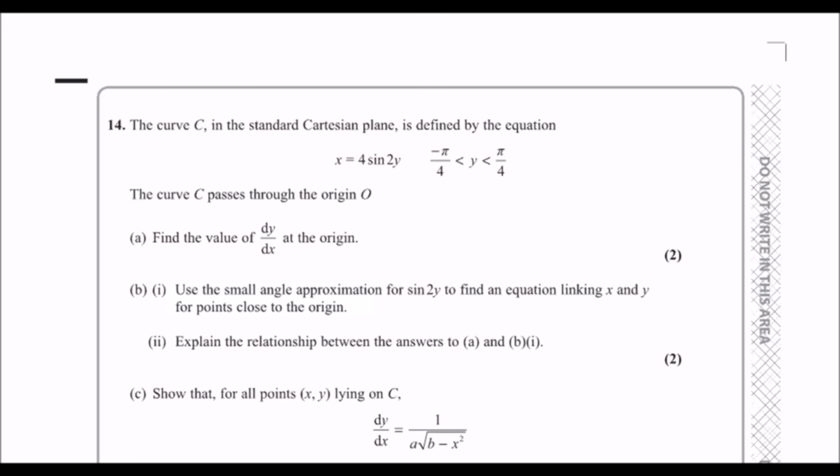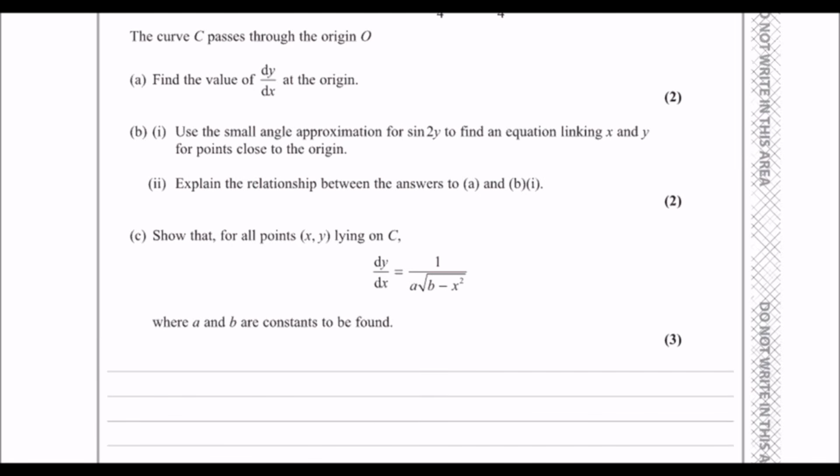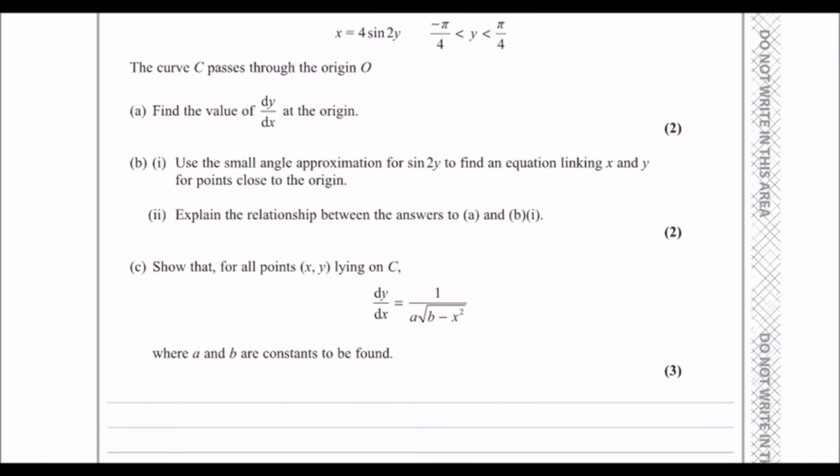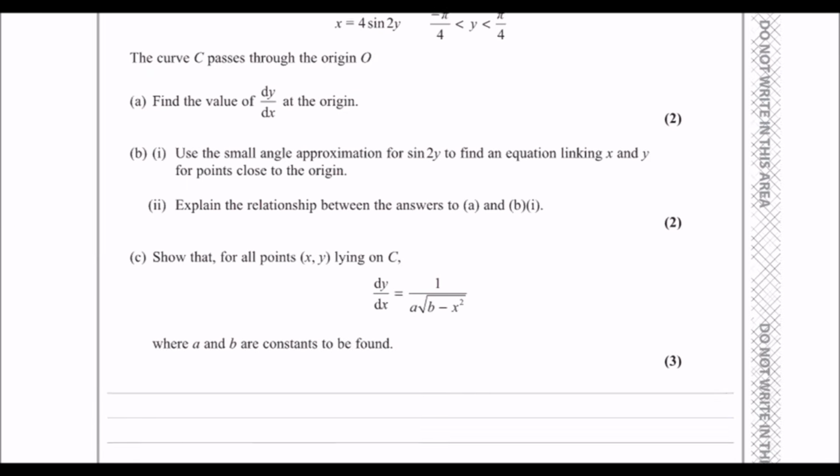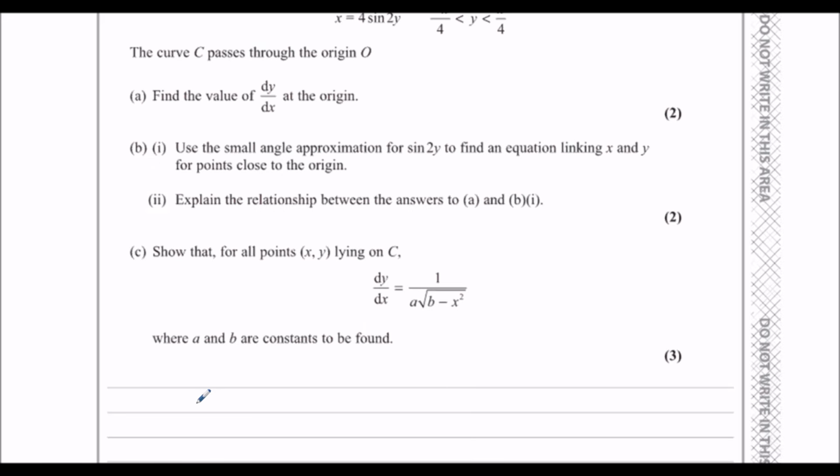Question 14. The curve C in the standard Cartesian plane is defined by the equation x equals 4 sine 2y, where y is between negative pi over 4 and pi over 4. The curve C passes through the origin. Find the value of dy/dx at the origin. So it's in the form x equals at the moment, so we can find dx/dy.